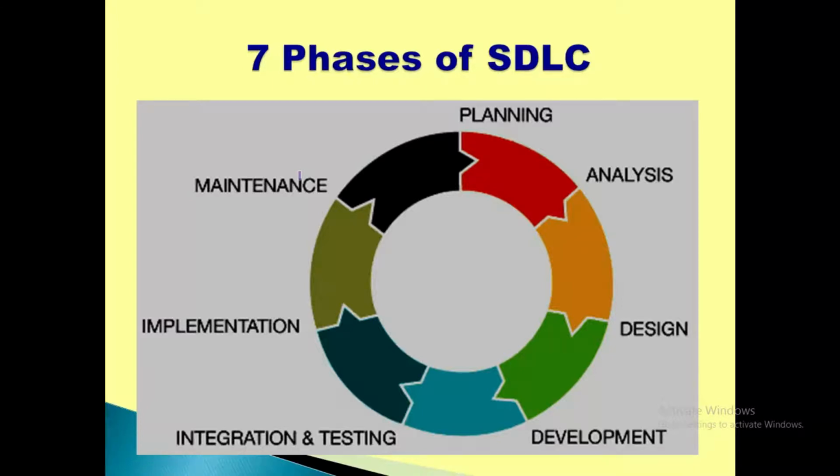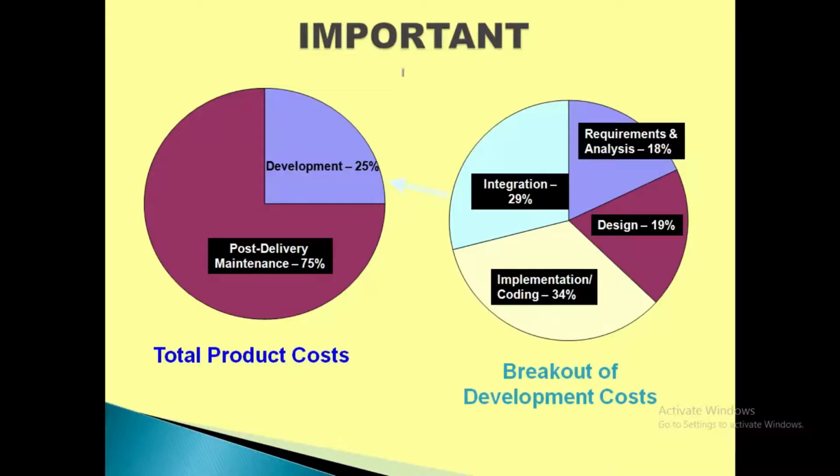But before we jump to these phases, if we talk about the total product cost, or the cost of the information system, then the development cost, in which we include requirement analysis, design, implementation, everything we include, goes hardly 25%. The major cost of the product goes after it is delivered to the user. Means it is post-delivery maintenance cost.